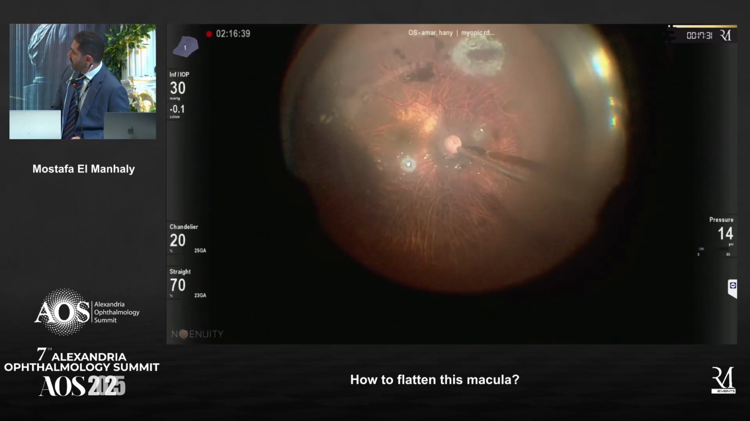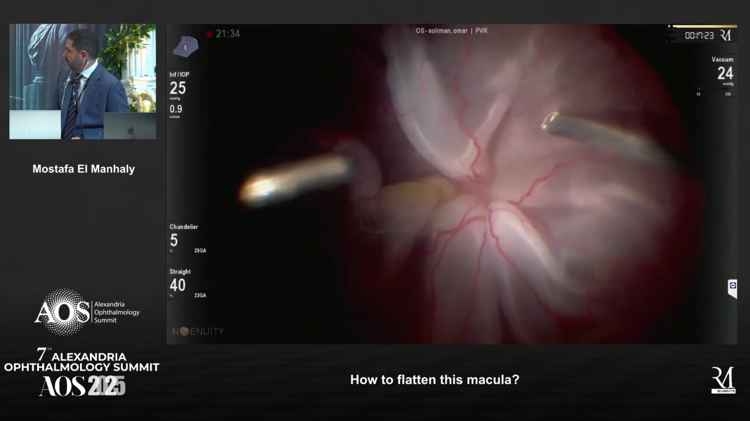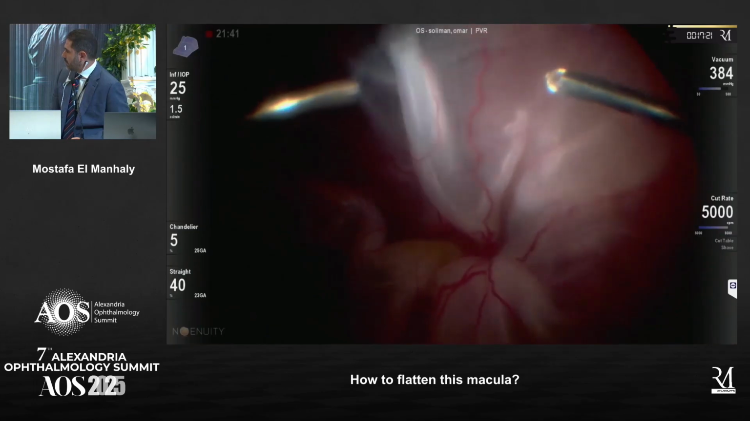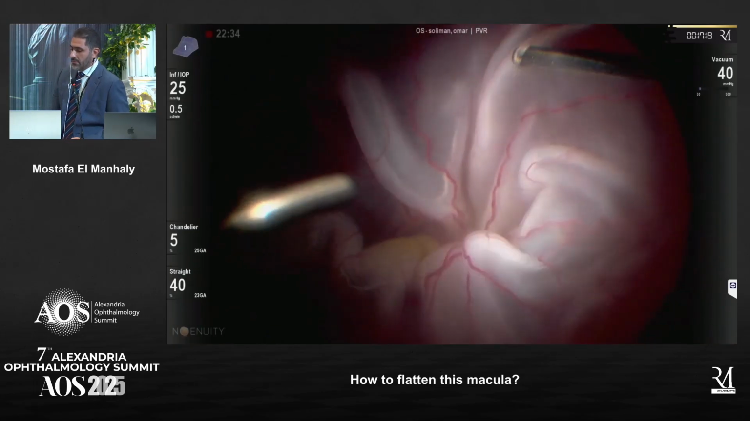And you took the decision to remove the subretinal band after trying with the PFCL bubble, right? Yes. Under air? No, I don't use air. To tell you the truth, I do not use air. I depend on perfluorocarbon in most of the cases.